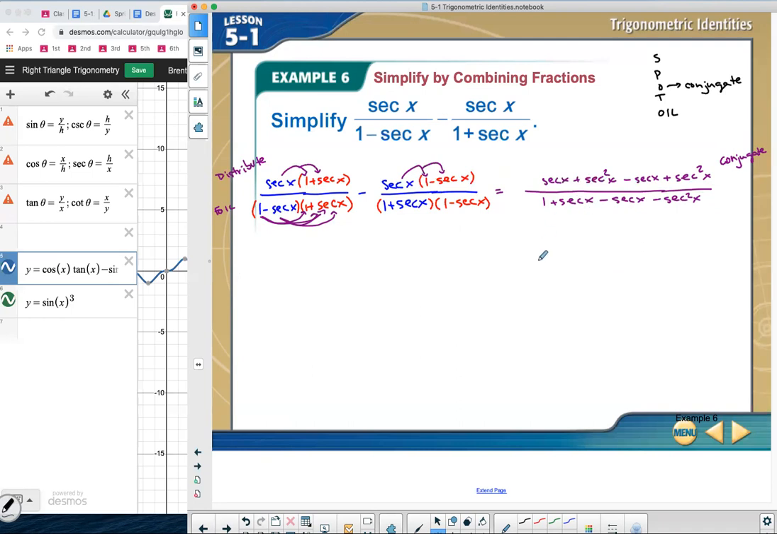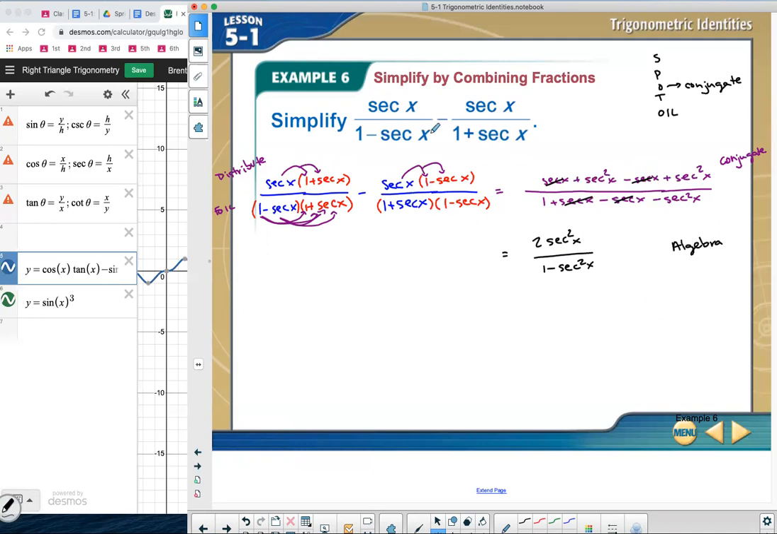Now, what I do know is I'm going to simplify this, and that is called algebra. So I have a positive secant and a negative secant in the denominator. Those cancel out. Up top, I have a positive secant minus a secant. Those cancel out. So it looks like I have 2 secant squareds. I have a secant squared and another secant squared, so I have 2 secant squared over 1 minus secant squared. And that right there is called algebra.